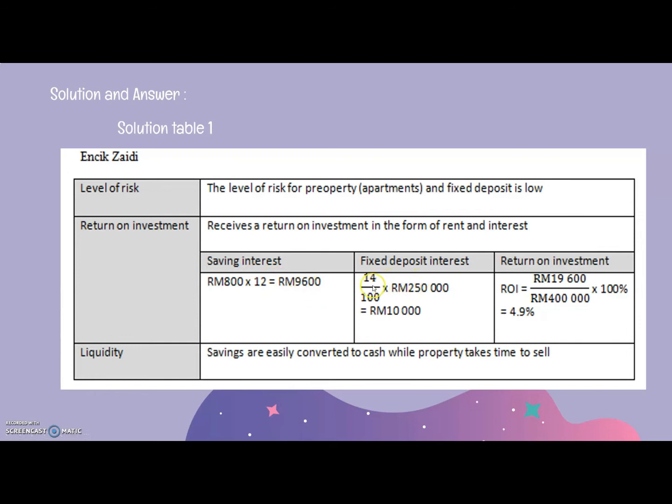Fixed deposit interest, 4 over 100 times RM 250,000 ringgit Malaysia, equals RM 10,000. And the ROI equals RM 19,600 over 400,000 ringgit Malaysia times 100%, equals 4.9%. Okay, the ROI is 4.9%. As for liquidity, NTSID's savings are easily converted to cash, while property takes time to sell.